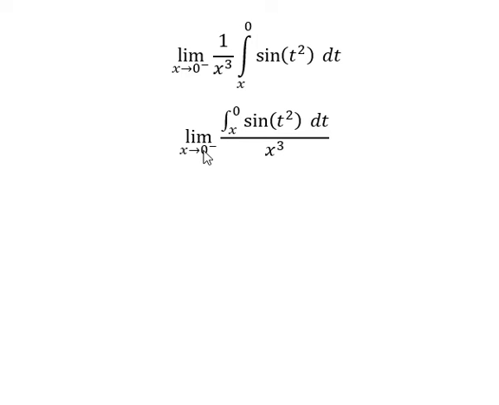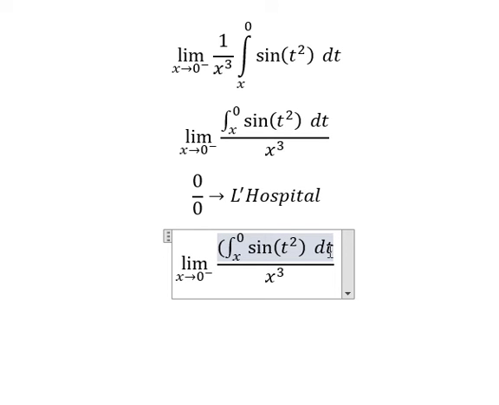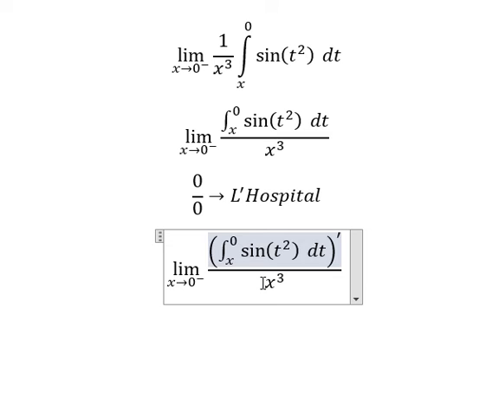When s approaches 0, we put 0 here and 0 here. We see that the integration from 0 to 0 gives 0, and this one gives 0. So we have 0 over 0, so we can use L'Hospital's rule. That means we need to take the first derivative of the numerator and the denominator.